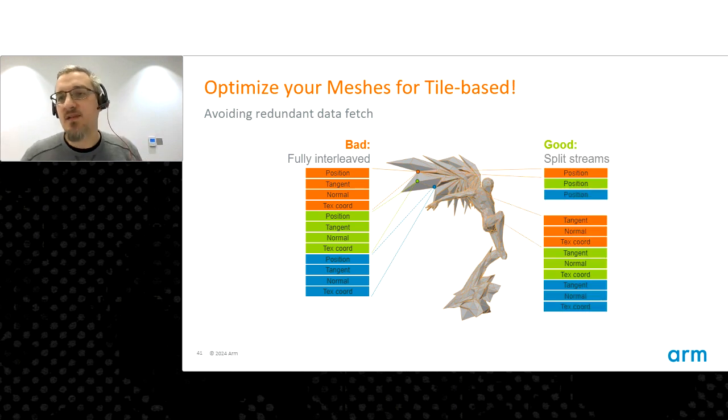So a better way of laying out your data in memory is a packed stream of all of your position-related attributes, and then a separate packed stream of all of your non-position-related attributes. This allows position shading and binning to run efficiently. It's only going to fetch useful positions, and then whenever the GPU comes to process the non-position work, we only need to fetch the data for the 50% of vertices that survive culling. So this is really important, and again, not a Mali optimization, just a generally good practice mobile optimization.